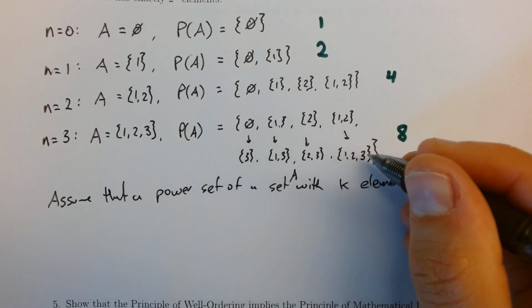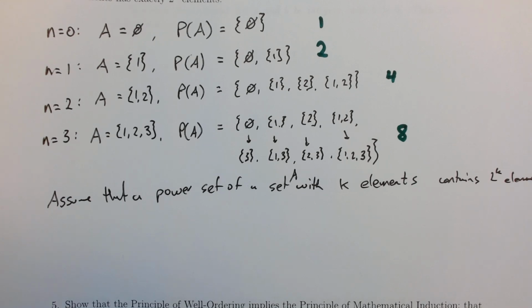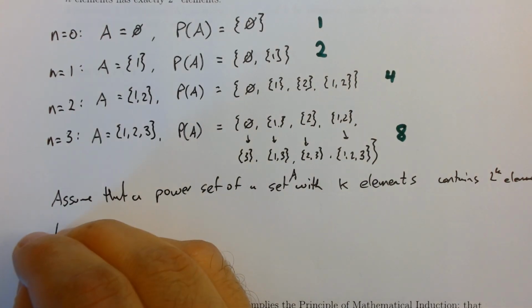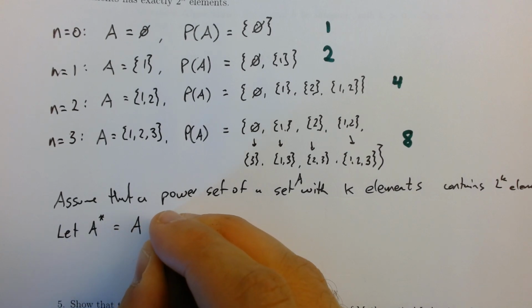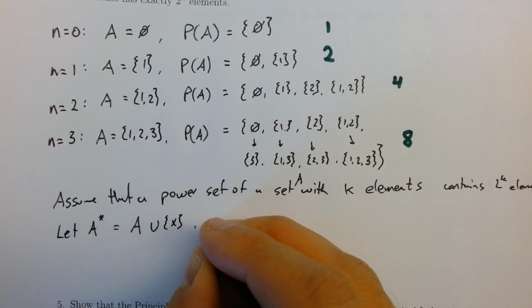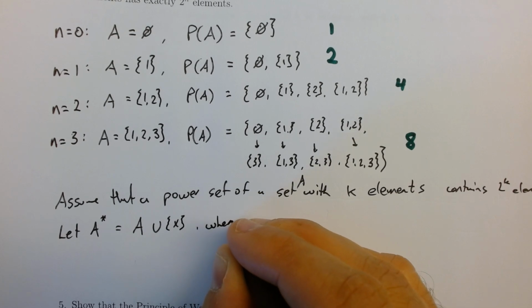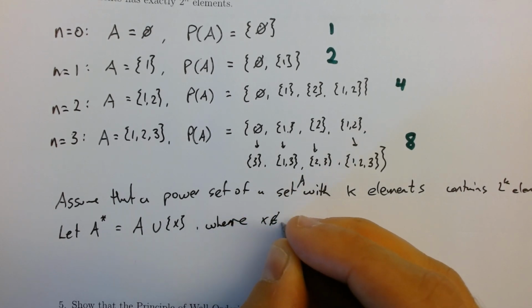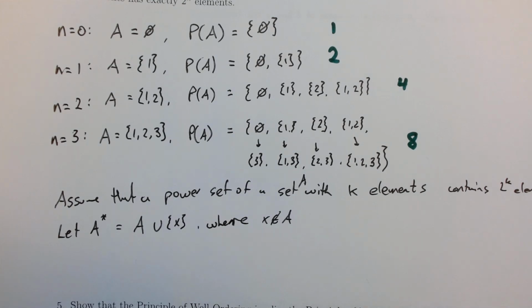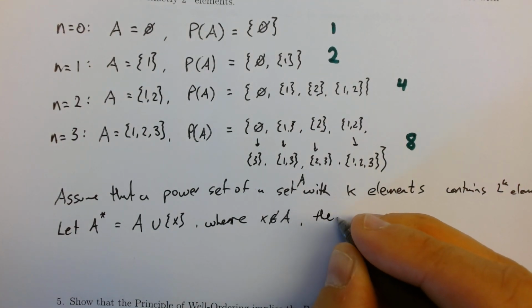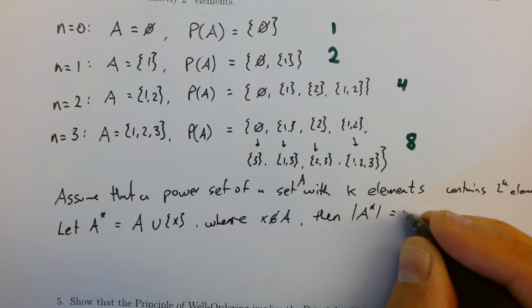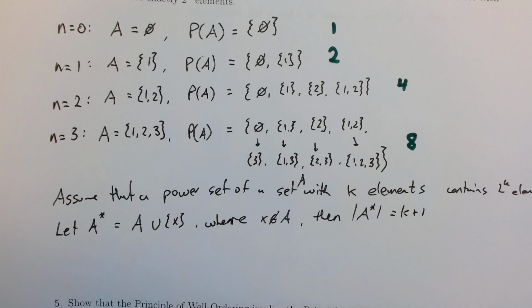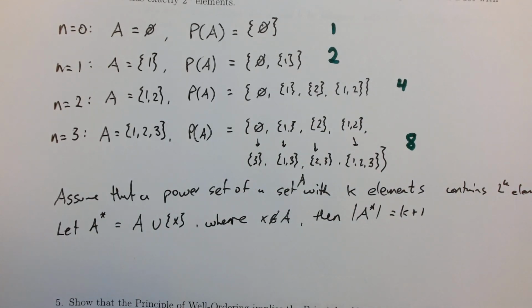So now we'll, again, think of it this way. So we'll insert a new element, say x, into A. So we'll say let A star be A union a new element x, where x is some new element. So x is not in A. Then, of course, A star has k plus 1 elements. We use the notation. So A star, the cardinality of it is k plus 1. So now we want to show the number of subsets is 2 to the k plus 1.